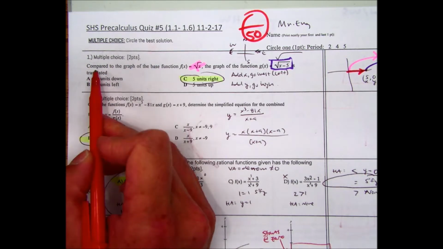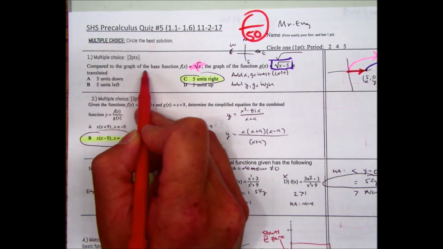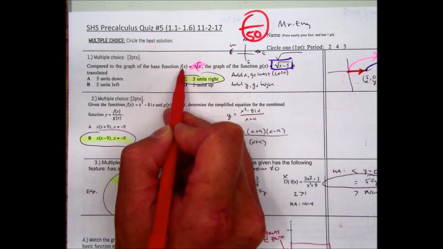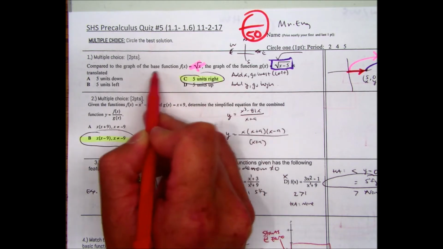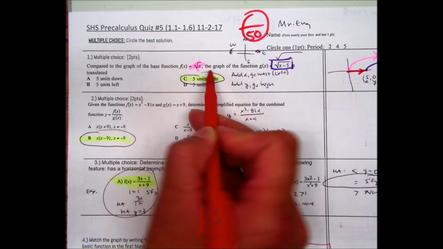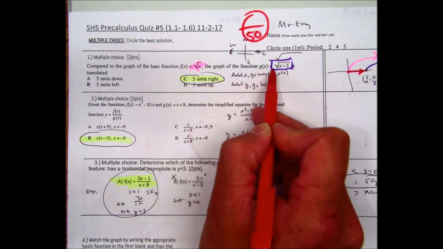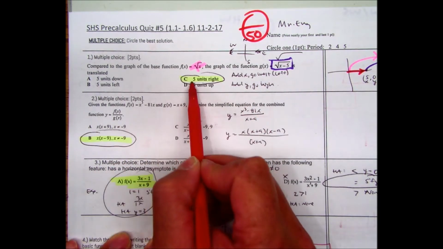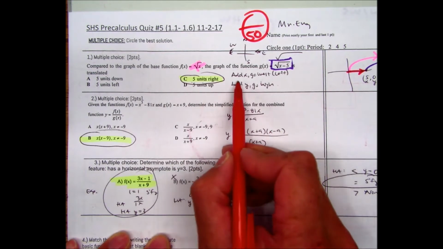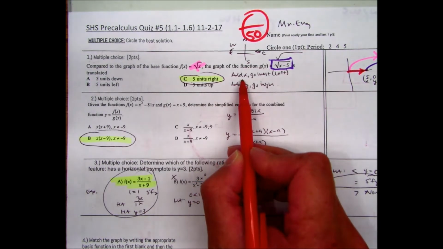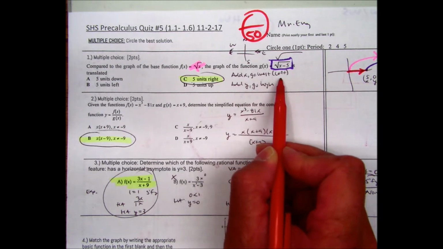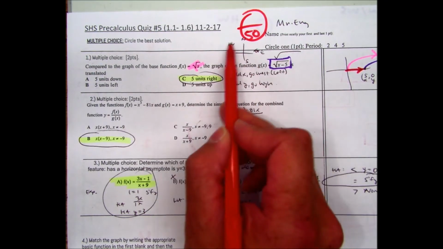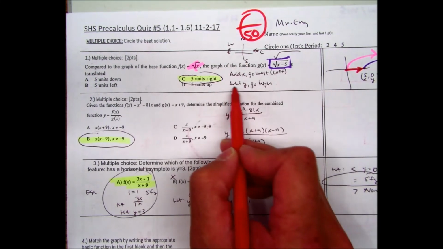Number 1, multiple choice. Compared to the graph of the base function f of x equals square root of x, so they're telling you the parent function is this, the graph of the function g of x equals square root of x minus 5 is translated. The answer is C, 5 units to the right. Remember guys, I have this phrase: add to x, go west, which means to the left. You can draw directional symbols. Add to y, go high.